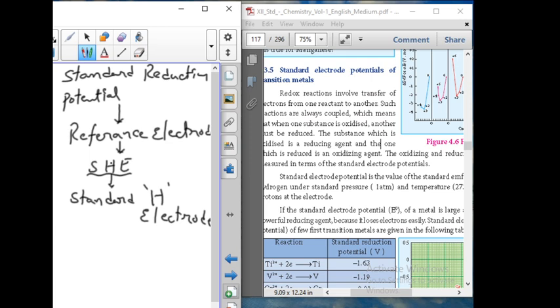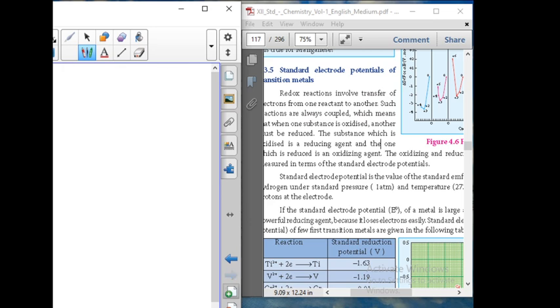The name itself says standard, so we have to apply the standard conditions. Standard condition means STP conditions. What are these STP conditions? STP means standard temperature and pressure. Temperature is 298 Kelvin, pressure is 1 atmosphere or 1 bar, and the concentration of the solution is 1 molar of H plus ions. These conditions give what are called standard electrode potentials. So see the graphical representation and the standard electrode potentials that are given.